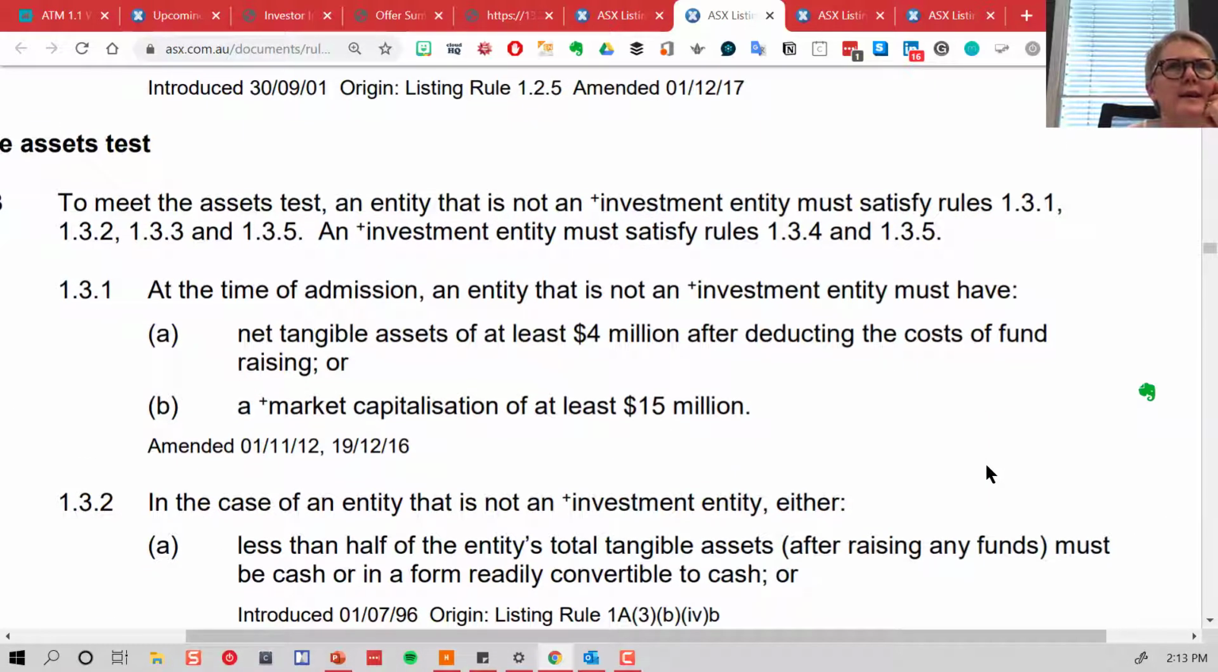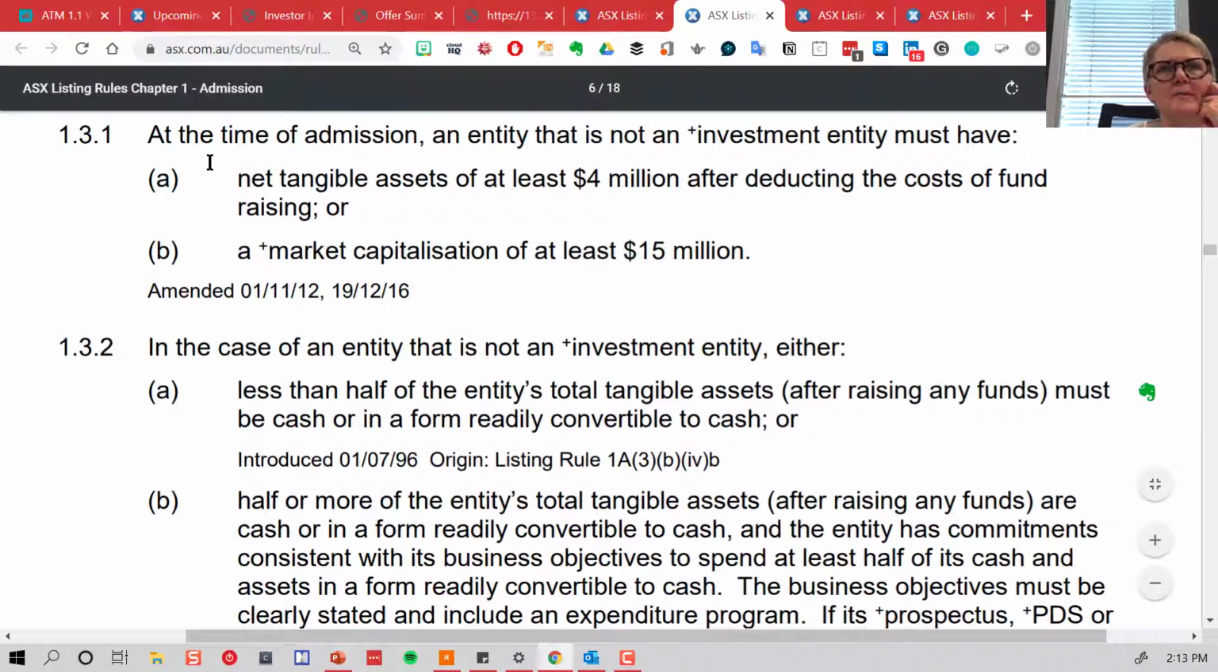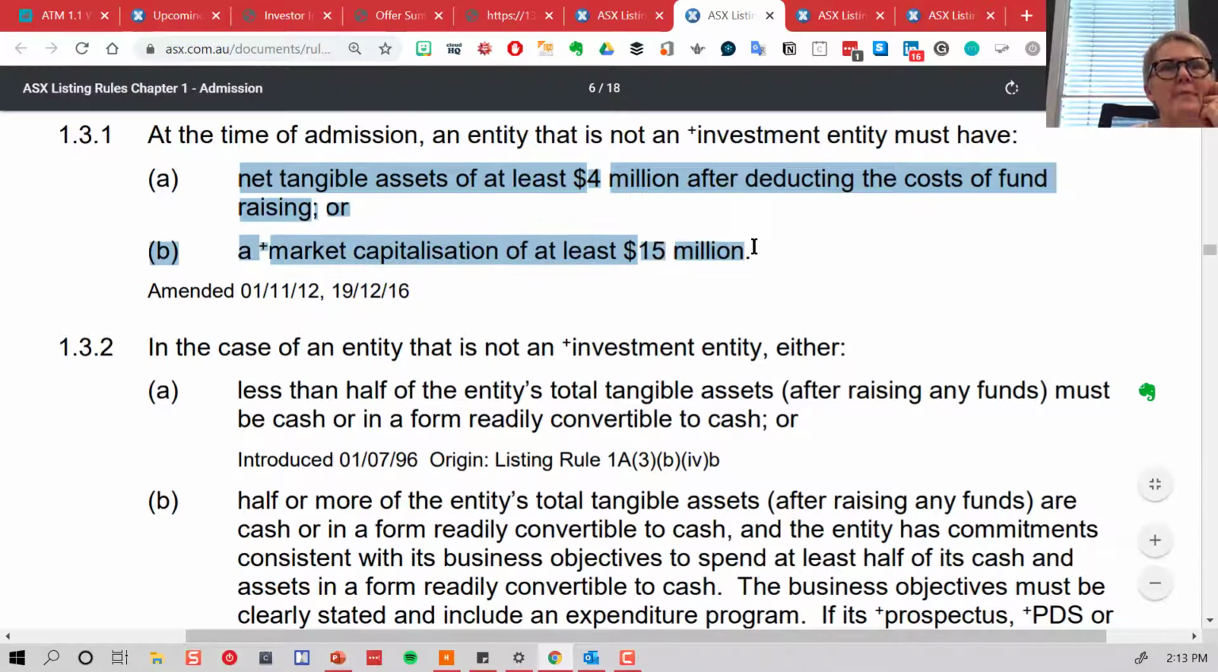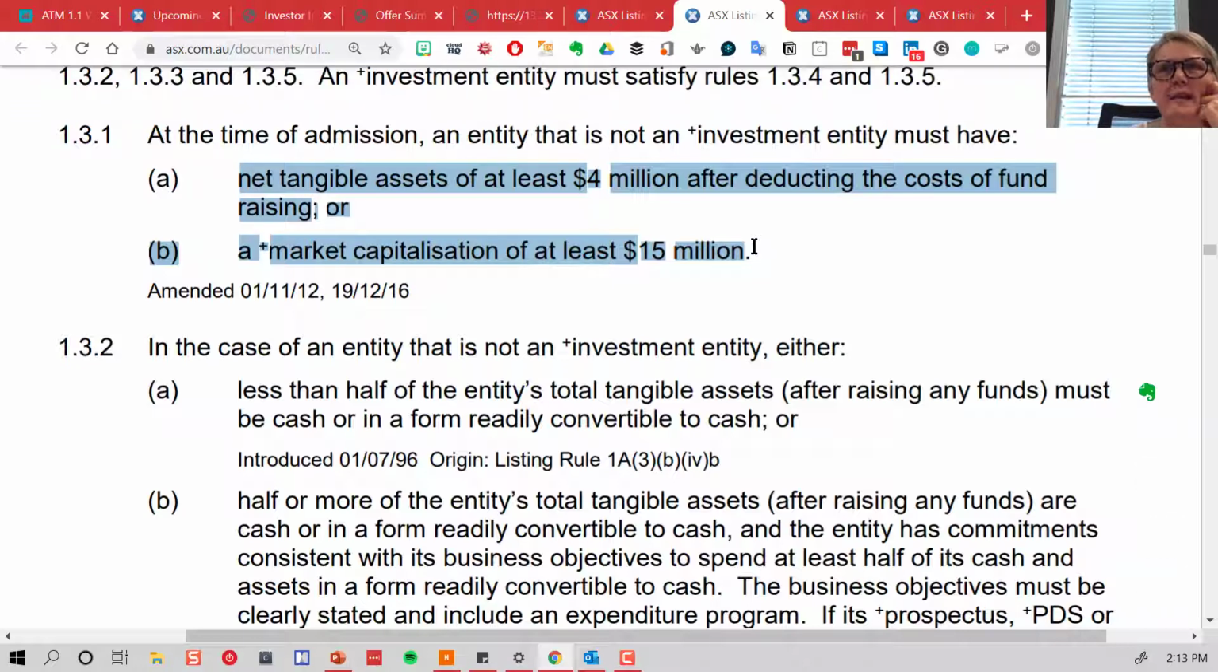Assets is a whole lot easier, and goes basically to the balance sheet as opposed to what's happening in the profit and loss. Net tangible assets of at least 4 million after taking out fundraising costs, or a market cap of at least 15 million. Market cap basically means the number of shares on issue multiplied by the price of those shares. So if you have 15 million shares at $1 each, you will just scrape in under that rule.